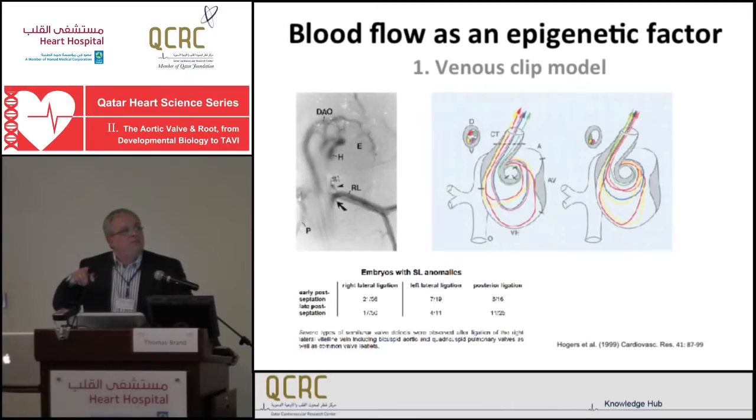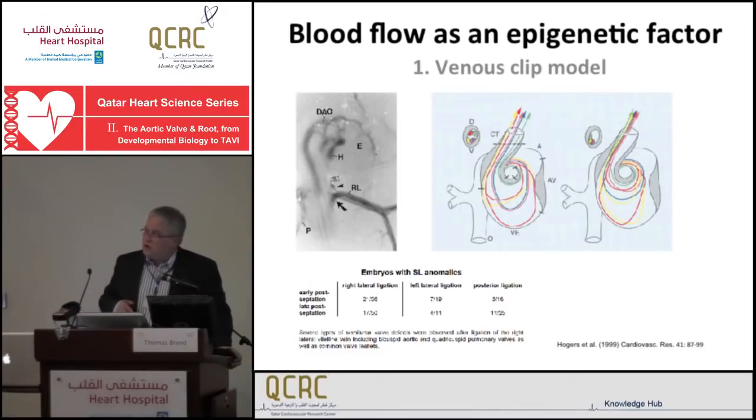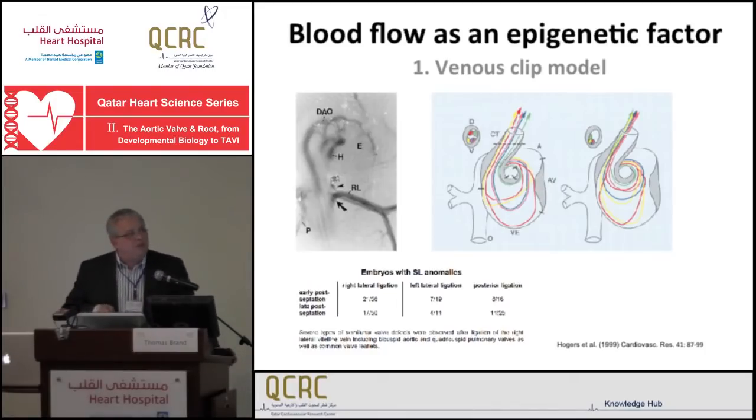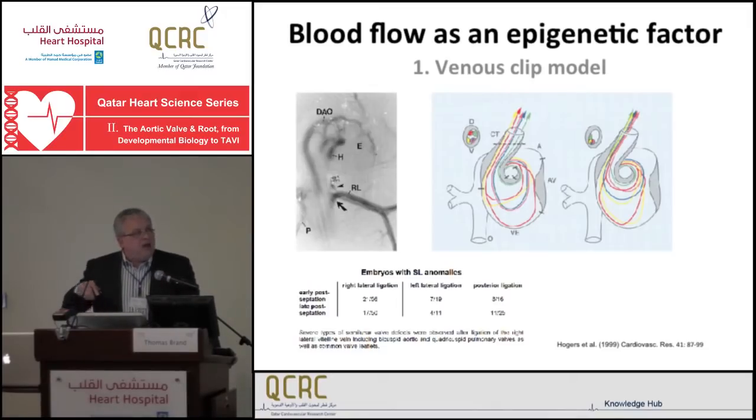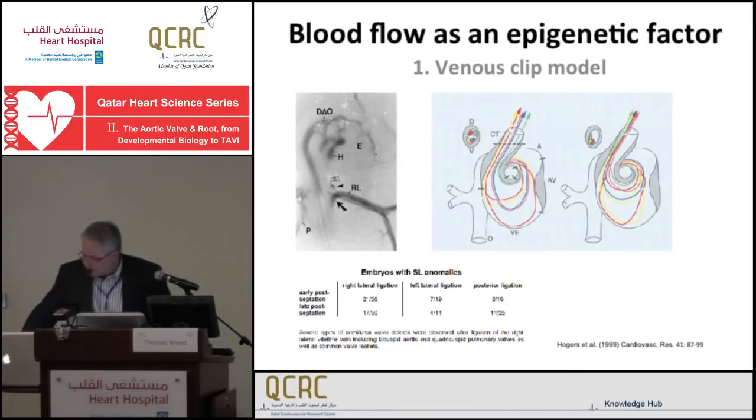What they did was simply modify the venous return, so the amount of blood that is returned to the myocardium. If you change it by placing a little clip here in the chick embryo, you will affect the blood streams that are entering the myocardium. Shown here is that those embryos will then generate valve anomalies, which affect the valvular apparatus quite significantly, with a high number.